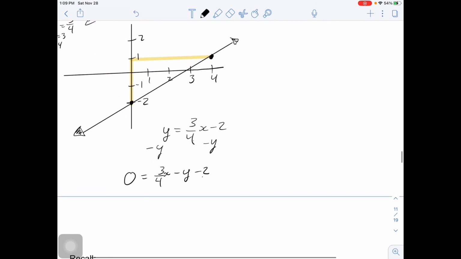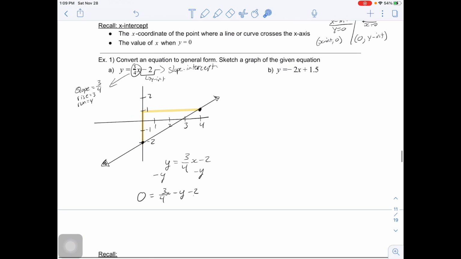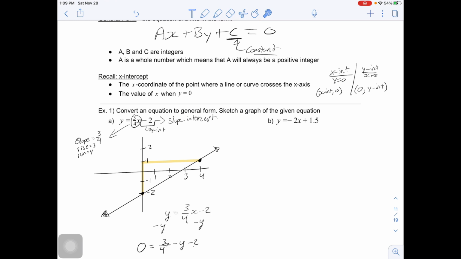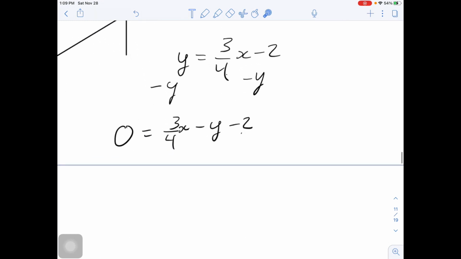Now the problem here is our a value, which is the value next to x, as we can see up here, is not a whole number. It is positive, but it's not a whole number. Now, how do I deal with that?